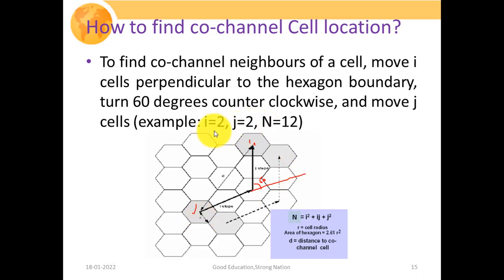And for this particular case, where i is equal to 2 and j is equal to 2, the number of cells in the cluster will be given as n is equal to i square plus ij plus j square, that is 2 square plus 2 square plus 2 into 2. That turns out to be 12. So this is how we are going to locate the co-channel cell.